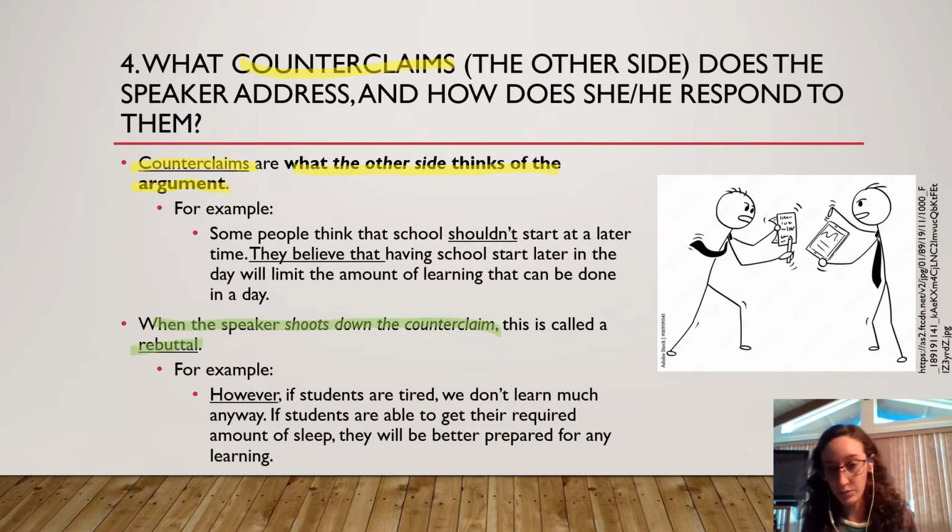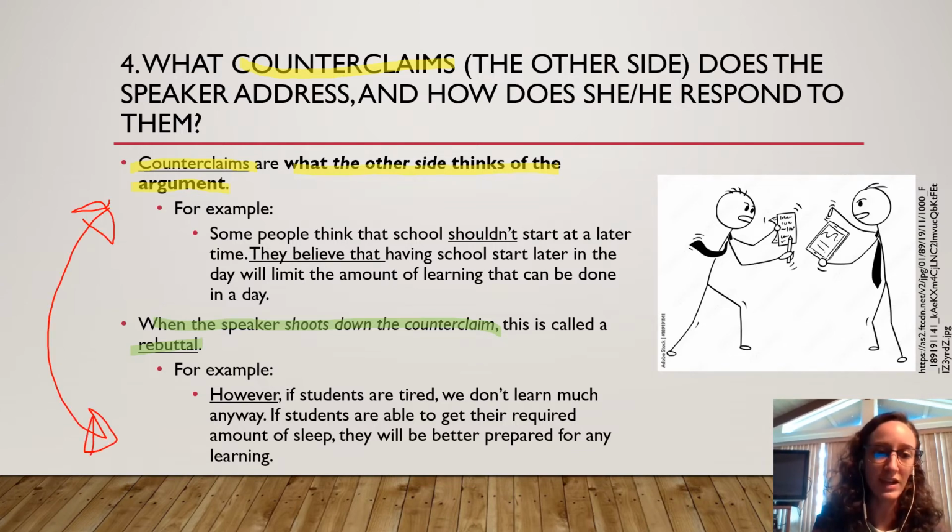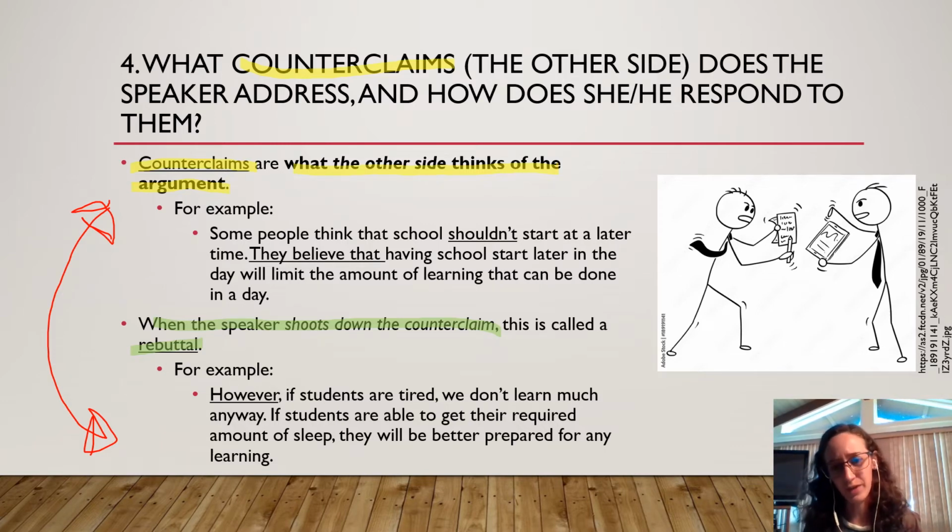For example, this is how I would rebut this person's counterclaim. However, if students are tired, we don't learn much anyway. If students are able to get their required amount of sleep, they will be better prepared for any learning. So these two things work together in order to form one thing. You address what the other side says, and then you say, that's a good argument, but I'm still right.